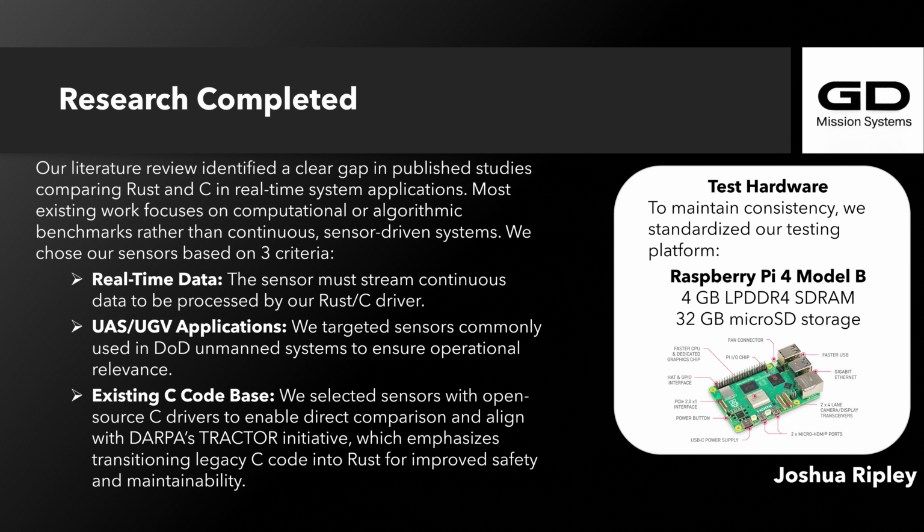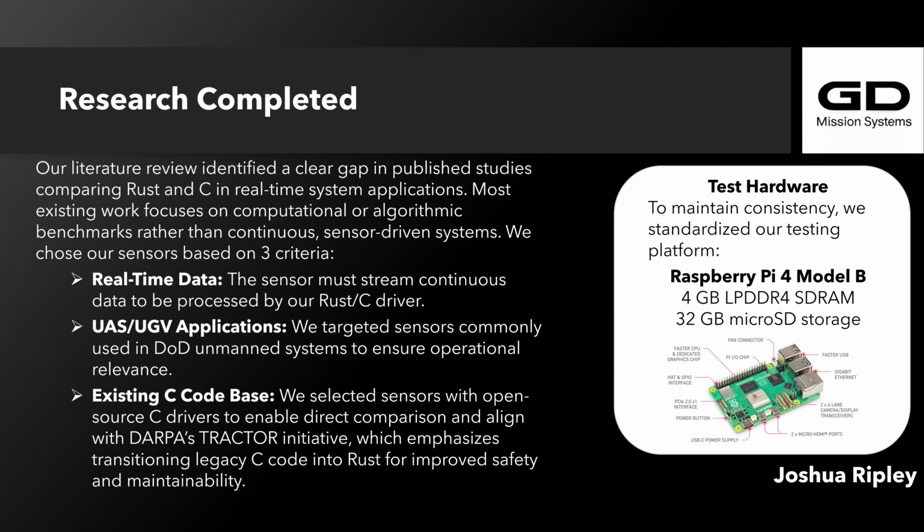To that goal, we had three main grading criteria when choosing our sensors. The first grading criterion is that it must be real-time data. The sensor must stream continuous data to be processed by the Rust or C driver. The second criterion was targeting UAS or UGV applications, specifically towards DoD unmanned systems, to ensure it's operationally relevant to our target stakeholder. Lastly, we targeted an existing C code base. One of the goals of this project was to align with the DARPA TRACTOR initiative to take existing software written in the C language and convert it to Rust and ensure that it is able to operate on existing hardware.